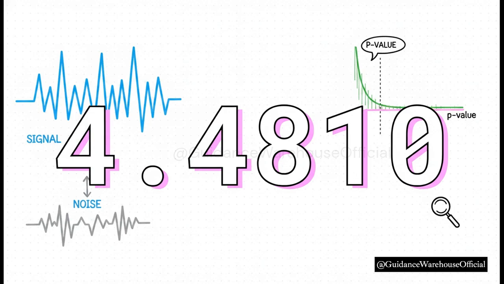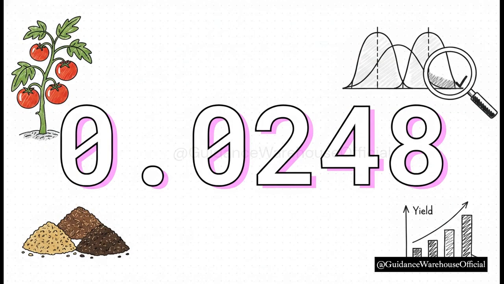We have to convert this ratio into a p-value using that F distribution curve we talked about earlier. Our calculated p-value comes out to 0.0248. Let's compare that to a standard 5% significance level, or 0.05. Since 0.0248 is less than 0.05, we reject the null hypothesis.